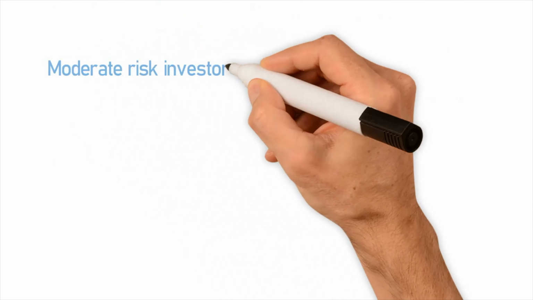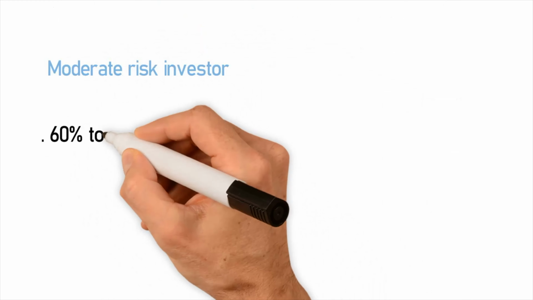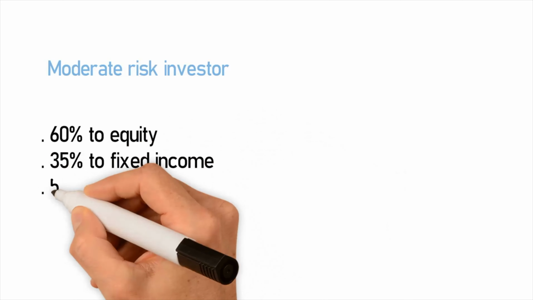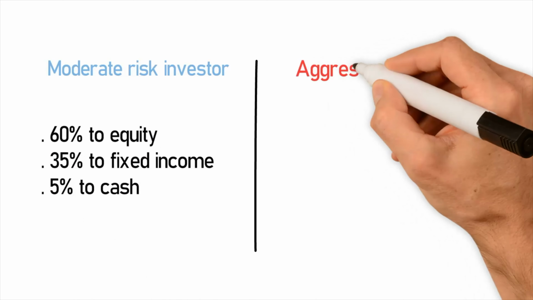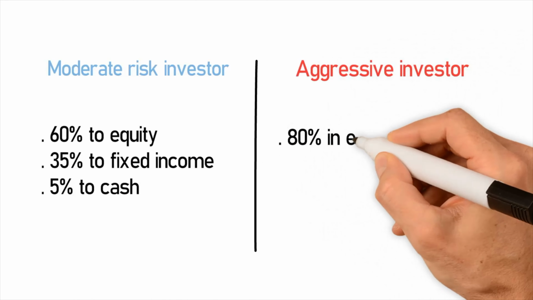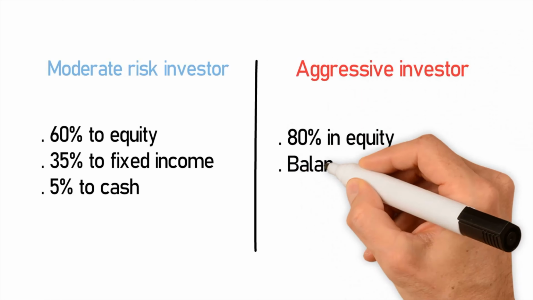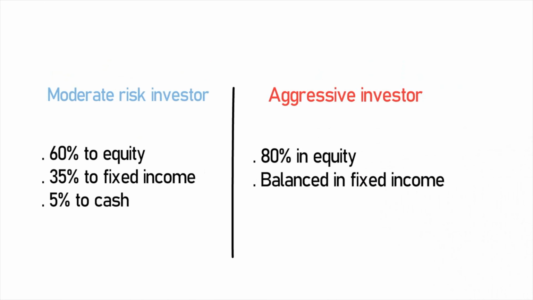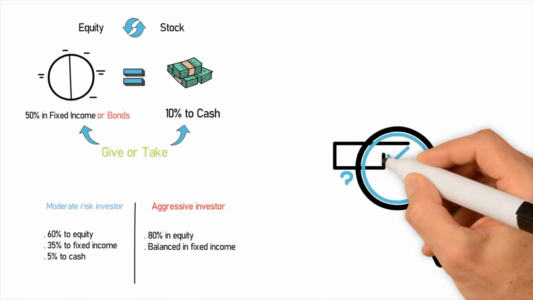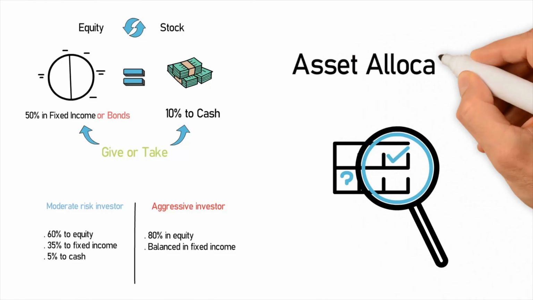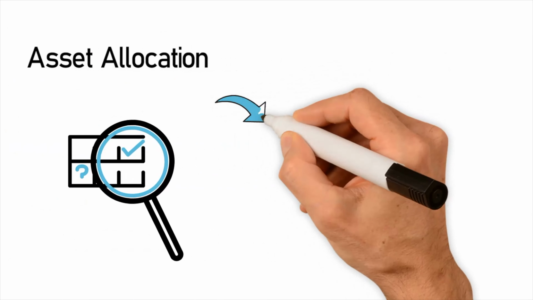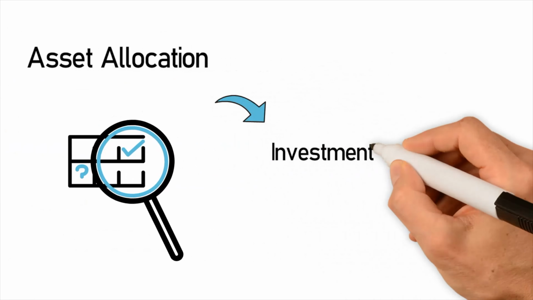A moderate risk investor, maybe 60% to equity, 35% to fixed income, 5% to cash. And an aggressive investor would have roughly 80%, give or take, in equities, stock, with the balance in fixed income. So that kind of gives you a pretty good overview for understanding asset allocation. And again, one of the most basic but most important concepts as it relates to investment management.